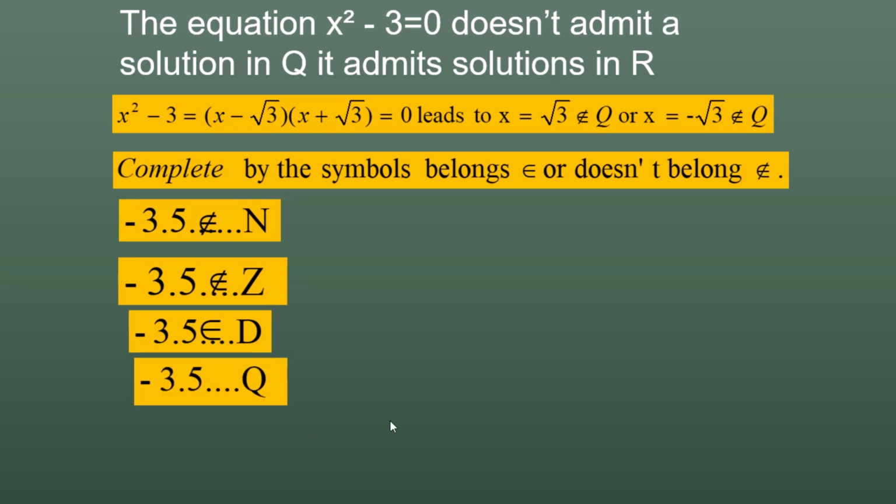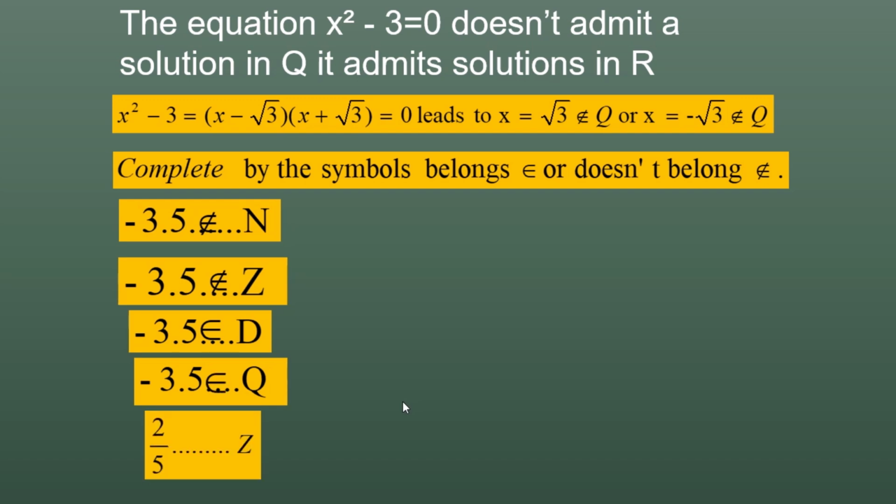Minus 3.5 belongs to Q or doesn't belong to Q? Belongs to Q because minus 3.5 can be written as minus 35 over 10. It is a fraction. Also, every decimal number is a rational number. Is an irrational number.